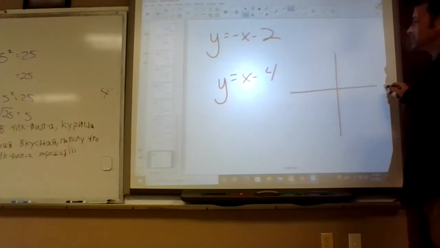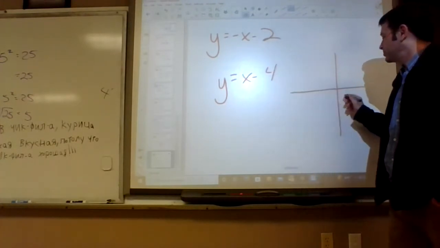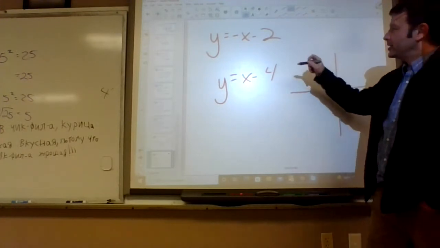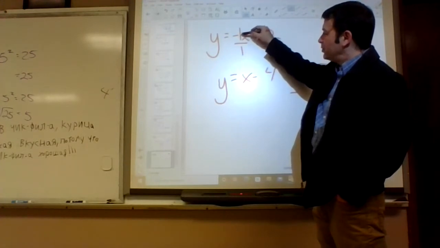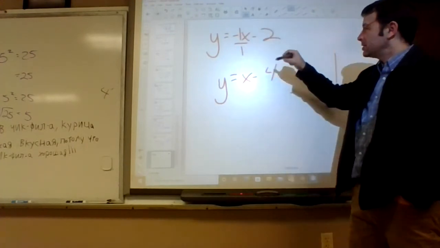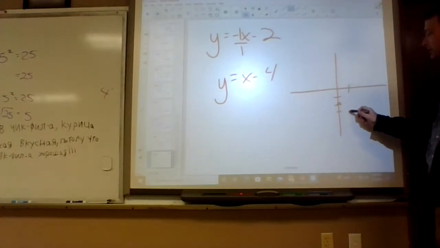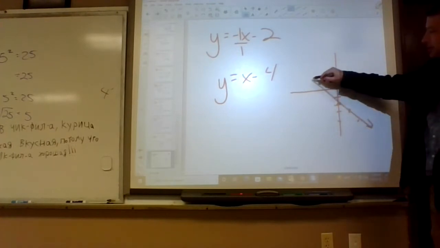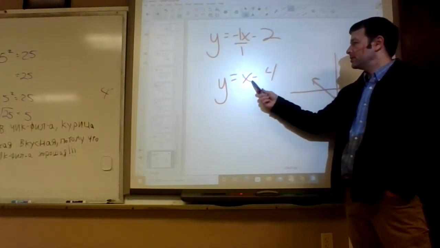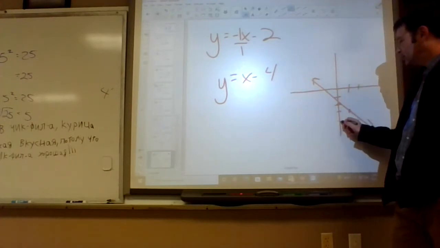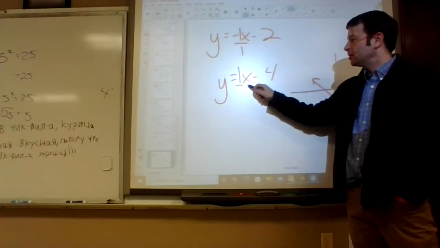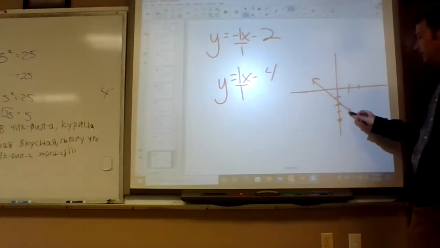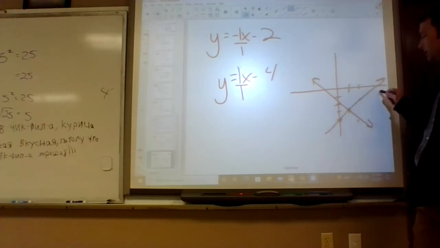Okay, let's graph it. If I go down 2, and then where do I go from there? Rise -1, run 1. You guys remember doing this? Let's go down. Down 1, right 1. So it looks something like this. A pretty rough sketch here. And then on this one, I start down 4. And then where do I go from there? Up 1, right 1. So it looks kind of like that.